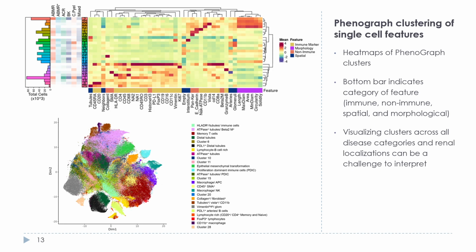Now, when projecting clusters on a t-SNE plot, it becomes somewhat challenging to discern unique populations given the vast number of cells. However, we can perform the same method using renal localization and disease classification to stratify samples and explore cluster proportions within them.